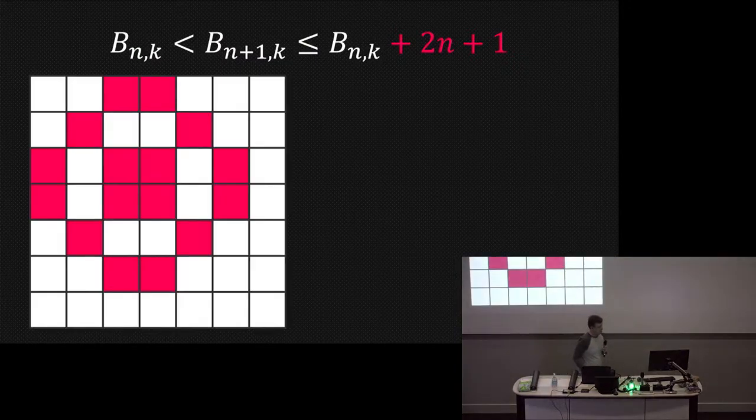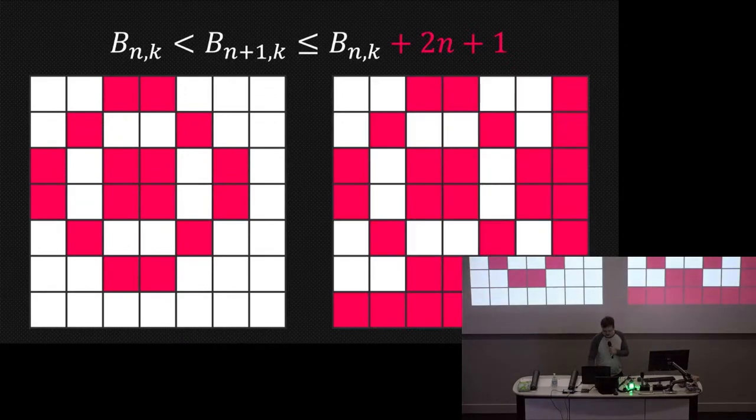Another obvious result. If we add another n, we're going to have to cover some more squares, and we have to cover at most 2n+1 squares, because you just hang another layer. Anyway, let's move on to some more interesting stuff.